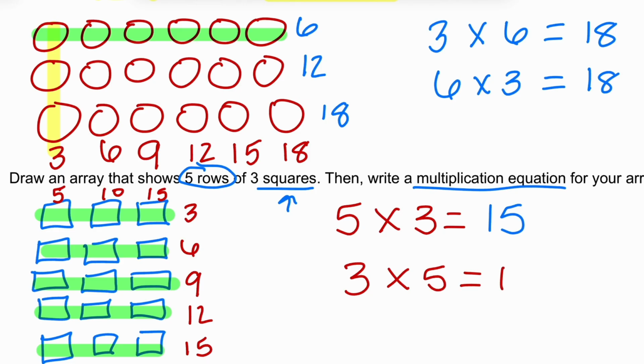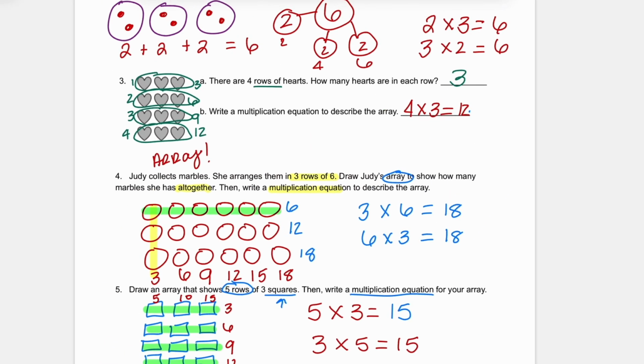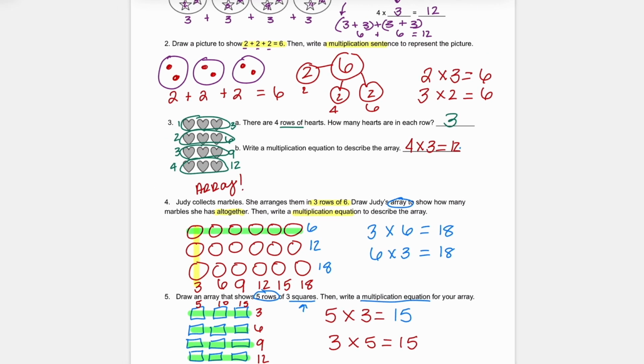So my commutative property of the 5 times 3 equals 15 would also be 3 times 5 equals 15 as well. Okay, so this was multiple ways that we represented our equations using arrays, and we also started off with repeated addition.